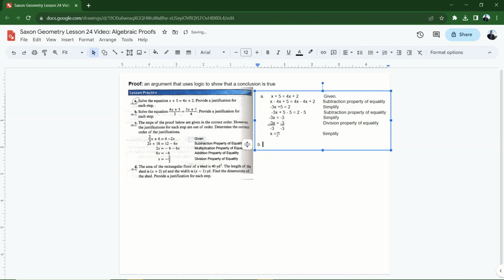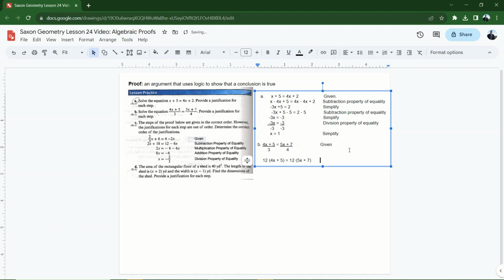All right, let's do letter B. Solve the equation (4x plus 5) over 3 equals (5x plus 7) over 4. Okay, let's do that. Given. Okay, that's my given. Now, what am I going to do next? I can multiply both sides of this equation by the same thing. In this case, I want to multiply both sides of this equation by 12. So it's going to be 12 times (4x plus 5) over 3 equals 12 times (5x plus 7) over 4.